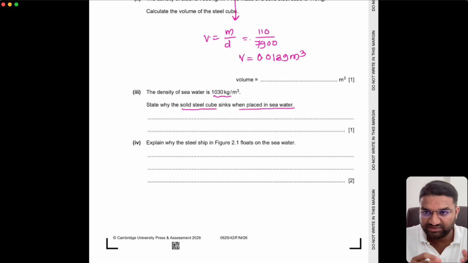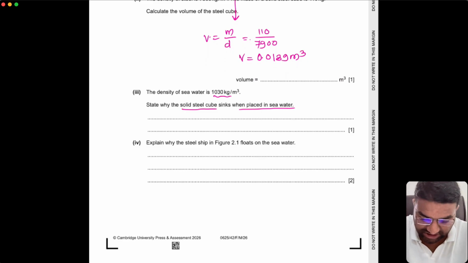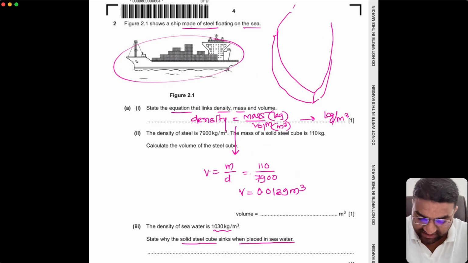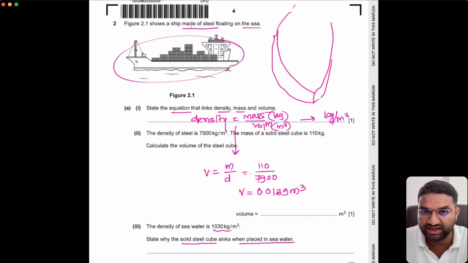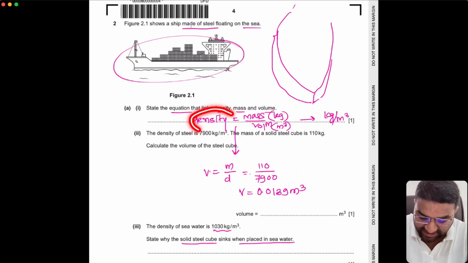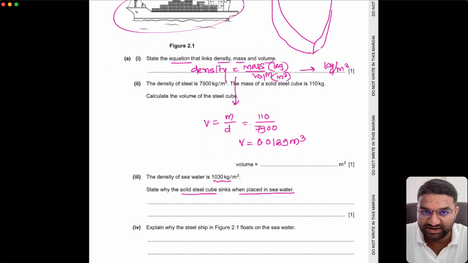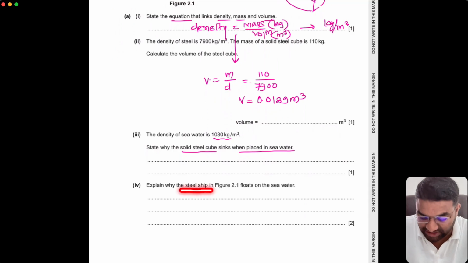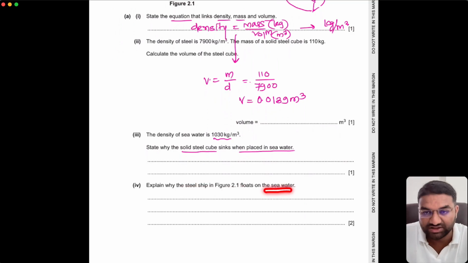I hope you know the shape of the ship. The upper part looks like this. Why do we have this kind of shape? This is because the volume is increased. When we increase the volume, automatically the density decreases. That's why the steel cube sinks, because its density is greater than the density of the water. And subsequently the question is why the steel ship in figure 2.1 floats on the seawater? Because the volume is increased, as I explained.